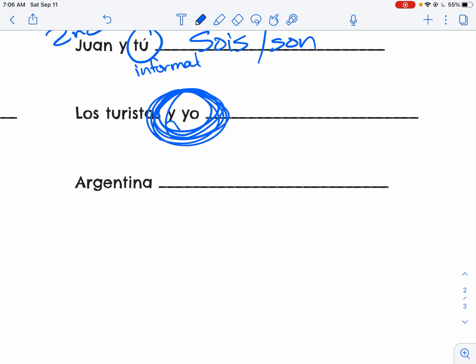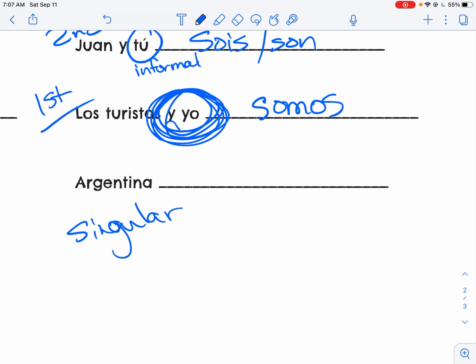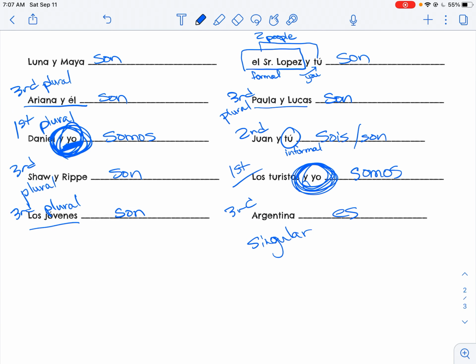Again, immediately on this one, it has yo, automatically puts it into first person. So this would be somos. Argentina, it is singular. We're not talking I, we're not talking you. So this is third person. Third person singular is es.